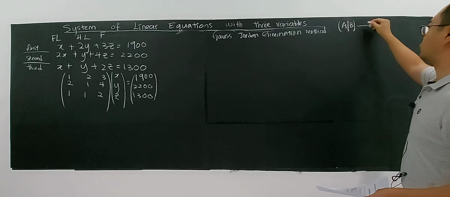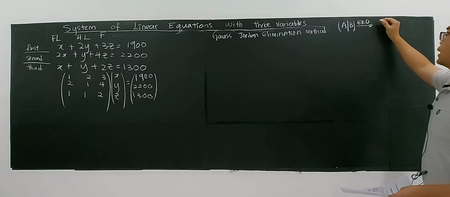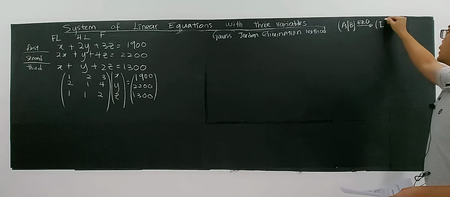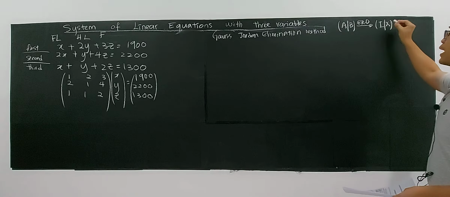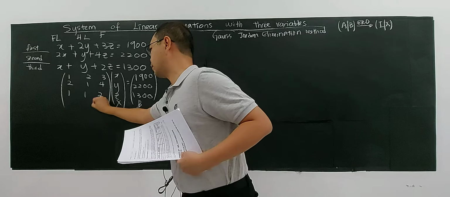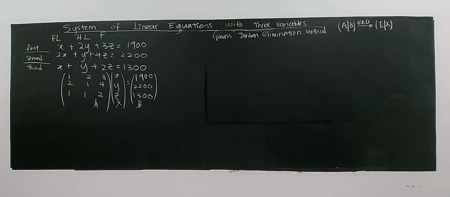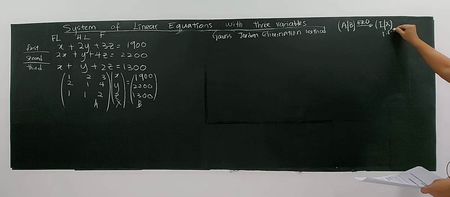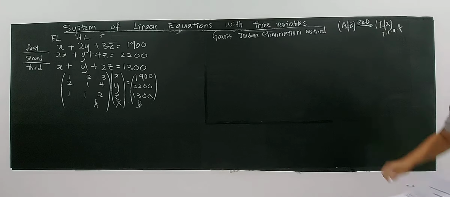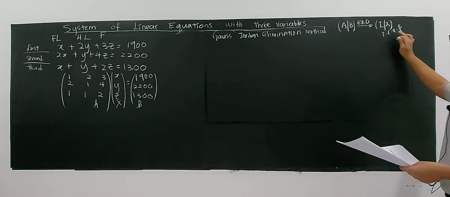At last you perform the ERO, and then you will get the identity, and this one will be your X. This is your X, this is your B, and this is your matrix A. The meaning here is you perform elementary row operations until you get the reduced row echelon form, which means this must be an identity. For the Gauss-Jordan elimination method, you must reach the reduced row echelon form.